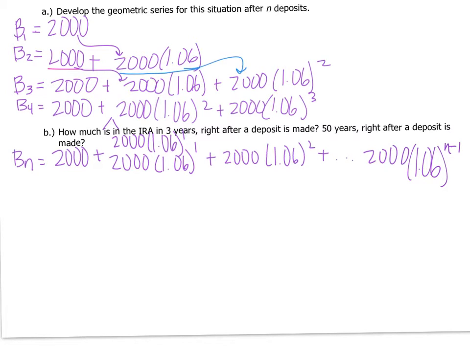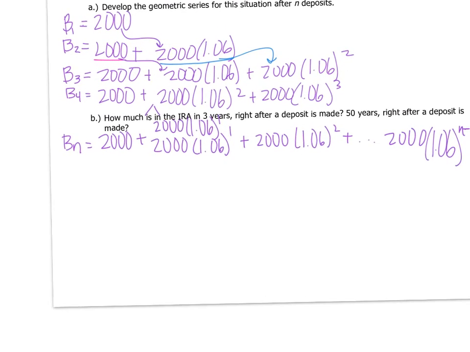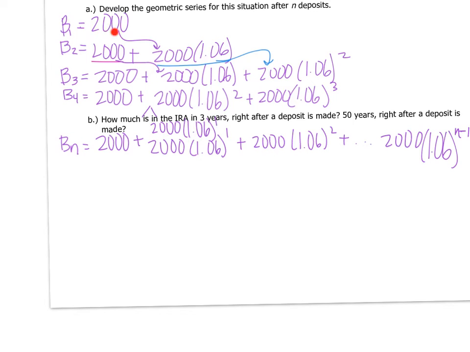So now using that series, we can answer the next couple of questions, which is actually looking at kind of our total balance. How much is in the IRA in 3 years right after a deposit is made? So let's focus on that first. So from when we started, B sub 1, 3 years from then would be this series, right? Right after that deposit. Okay?